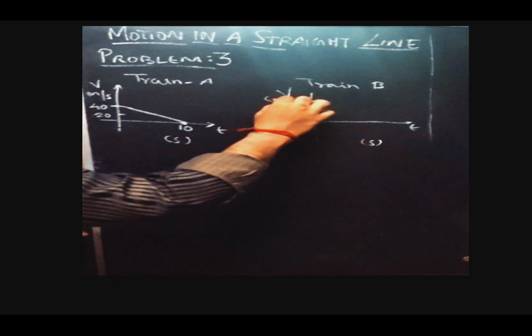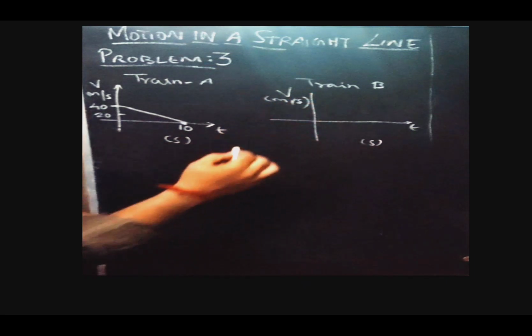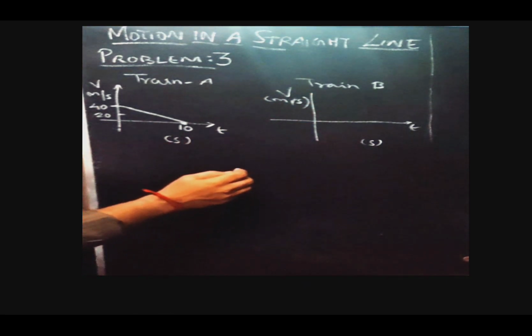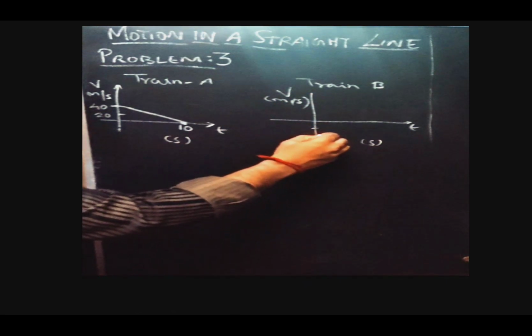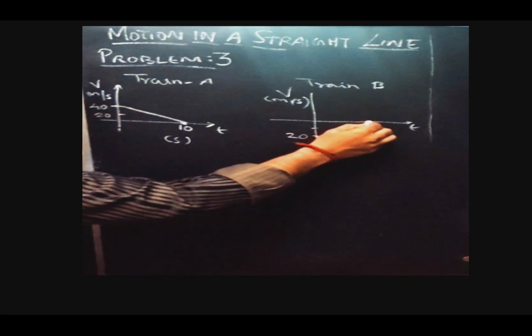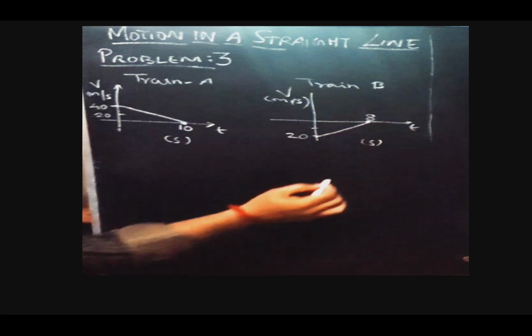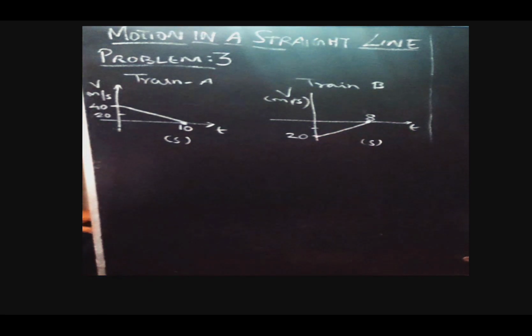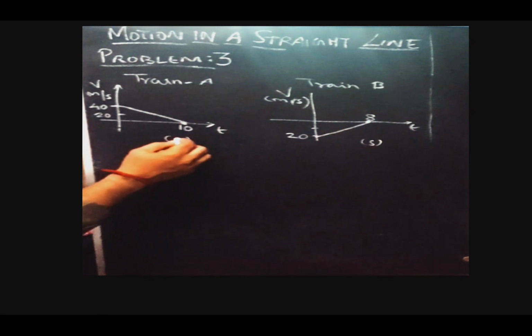I am taking it along the x-axis, but here they are giving it in the negative axis. That is, their velocity is given in the negative y-axis. So it is minus 20, and the time taken is 8 seconds. So that is it. Now we are going to follow the problems.